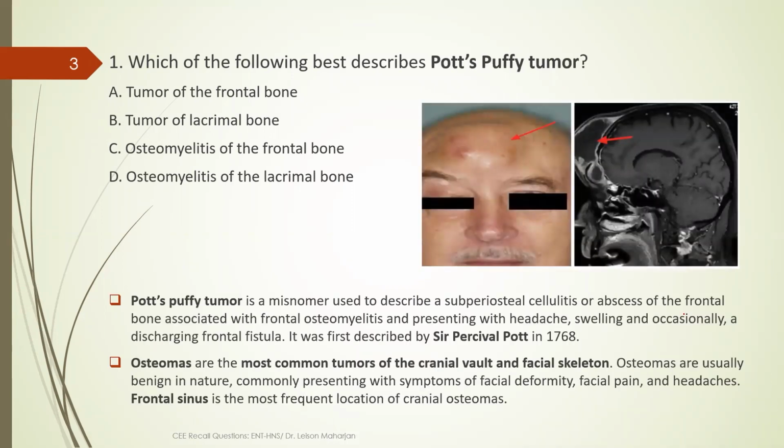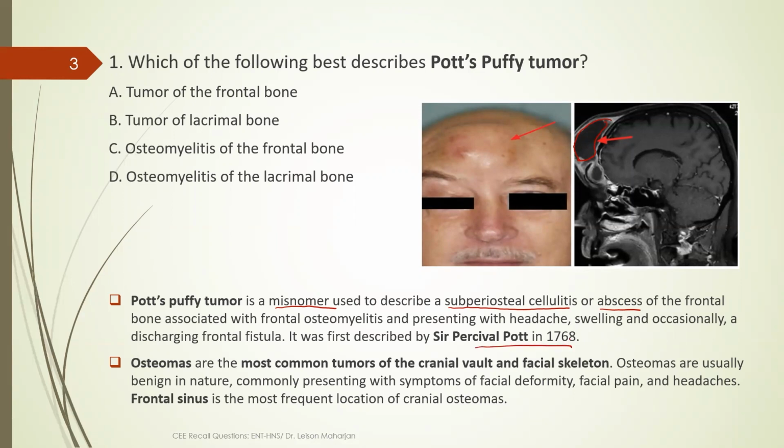So Pott's Puffy tumor is a misnomer, and we can usually see this Pott's Puffy tumor as a complication of frontal sinusitis. It is a subperiosteal cellulitis or abscess. We can see the collection in the frontal bone out here in the MRI, and this term was first described by Sir Percival Pott in 1768.